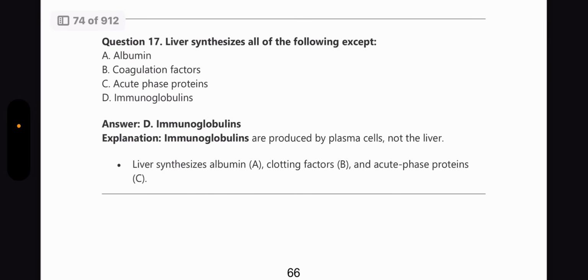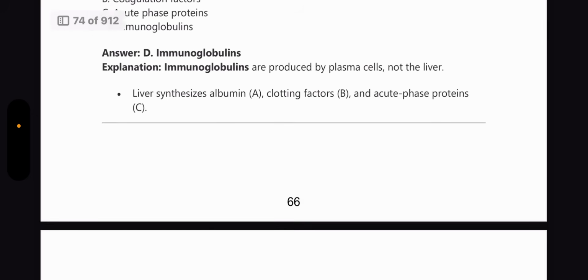Next, the liver synthesizes all of the following except: answer, immunoglobulins, because immunoglobulins are produced by plasma cells, not the liver. The liver synthesizes albumin, clotting factors, and acute phase proteins.